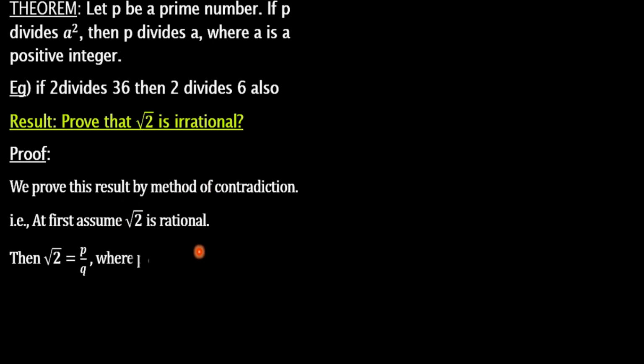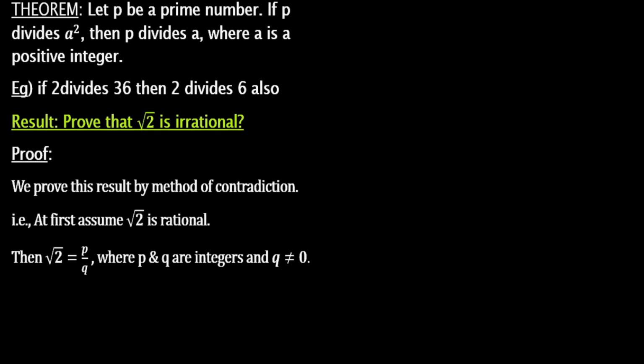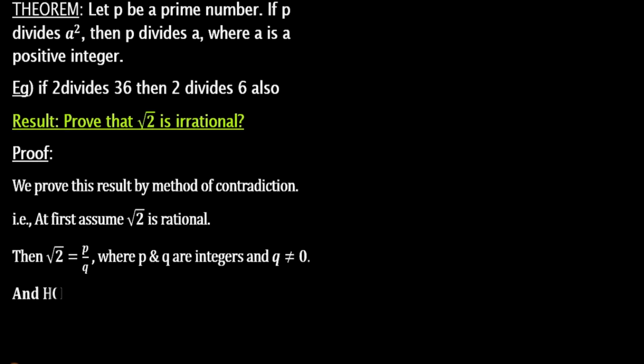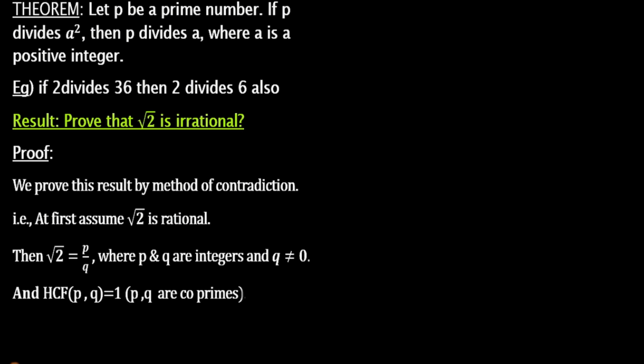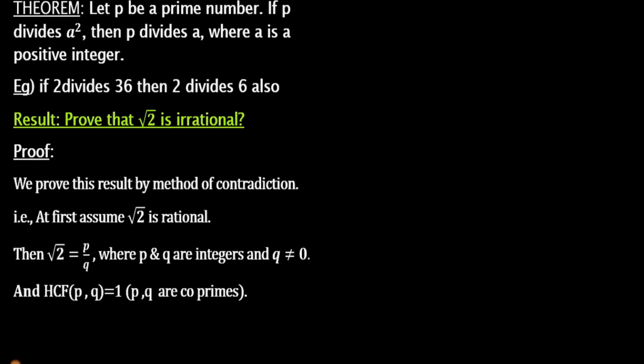So what if root 2 is rational? Then root 2 equals p by q, where p and q are integers and q is not equal to 0. Every rational number can be represented like p by q. We are representing root 2 as p by q. Another important fact we are using for this theorem is that the HCF of p and q equals 1, that is, the highest common factor of p and q is 1, so that p and q are coprimes.